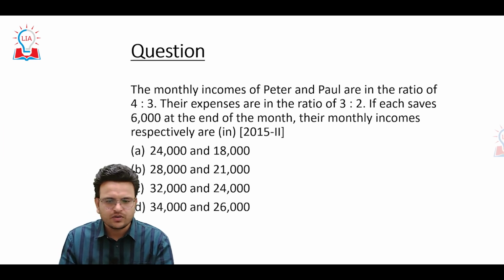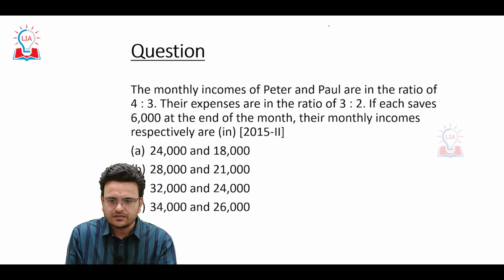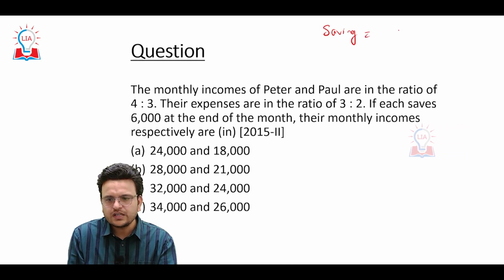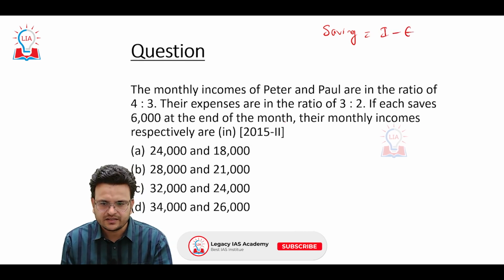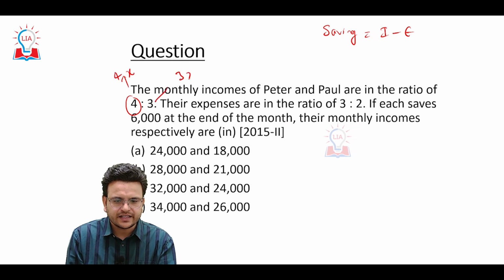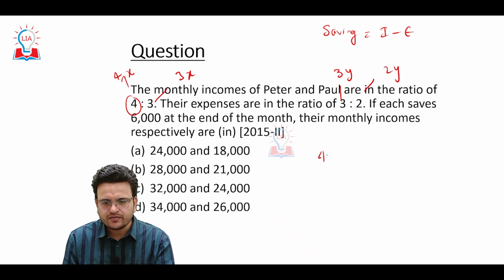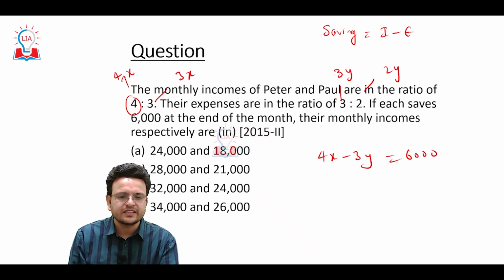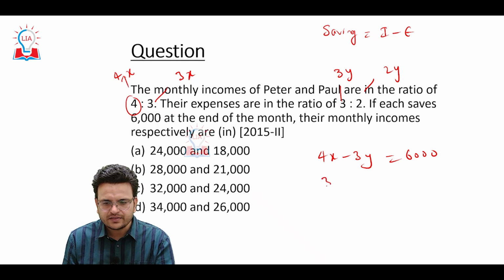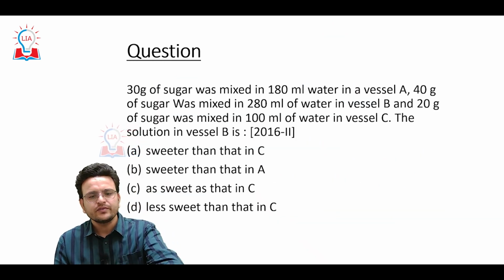Okay, now come to one more question. Such types of questions I have already discussed. Like we know that savings equal income minus expenditure. So here income is 4x and 3x, and expenditure is 3y and 2y. So we know that 4x minus 3y equals 6,000. This is a repeated question, only they have changed the values. And then it will be 3x minus 2y equals 6000. Just solve these two equations, you are going to get the answer.